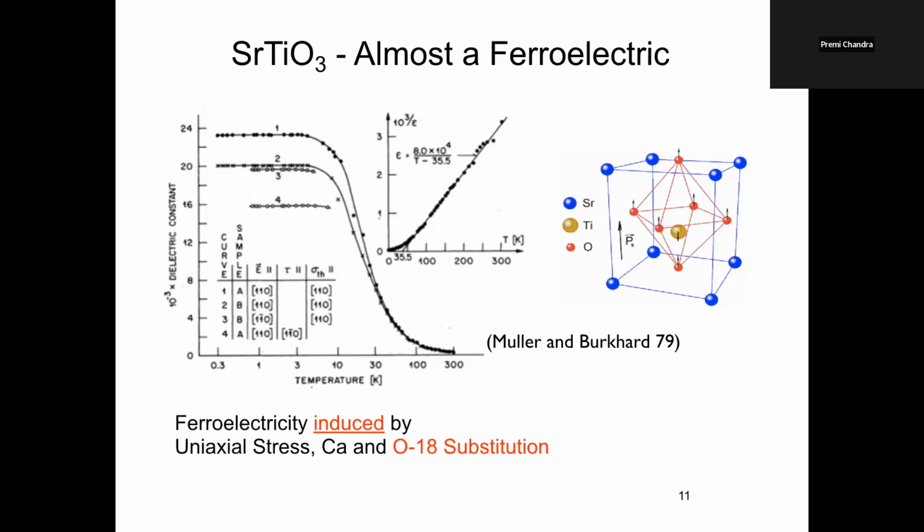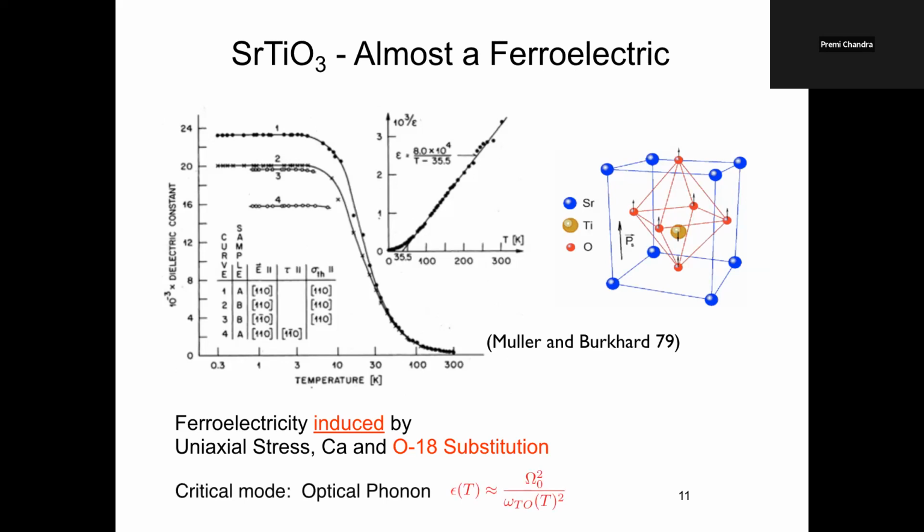Ferroelectricity can be induced very easily by uniaxial stress, calcium, O18 substitution. My colleague David Vanderbilt showed that quantum fluctuations are very important in preventing this system from going ferroelectric. Now you might ask, wait a minute, quantum fluctuations, we're used to that for light atoms like helium, titanium isn't that light. But what David and his colleagues showed is that you have two states that are very close together, the ferroelectric state and the anti-ferro distorted state. The quantum fluctuations are the tiebreakers there. So this became called a quantum paraelectric.